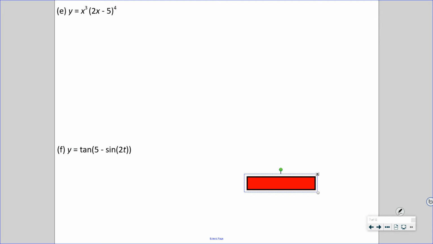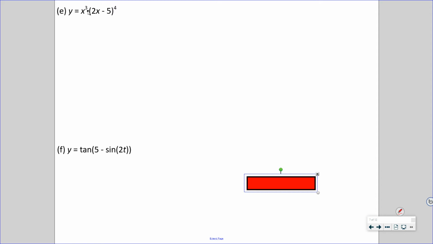x cubed times (2x minus 5) to the power of 4. Now, we could, if we wanted to, distribute out 2x minus 5 times itself 4 times and then distribute through an x cubed, but that sounds like a lot of work. We could recognize that we have a product here and just use product rule. That's definitely how I would tackle this.